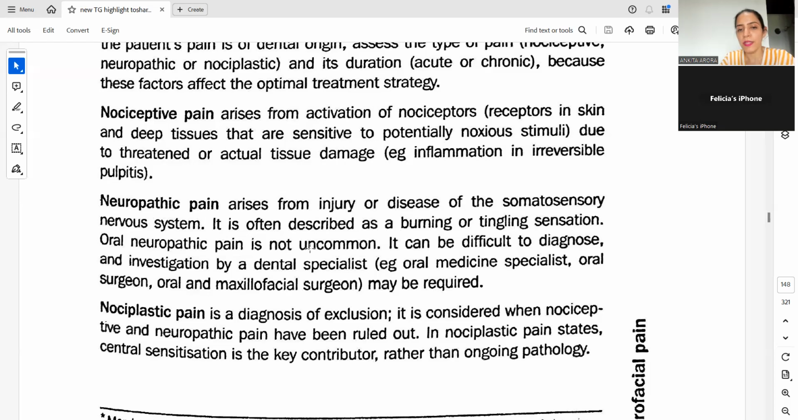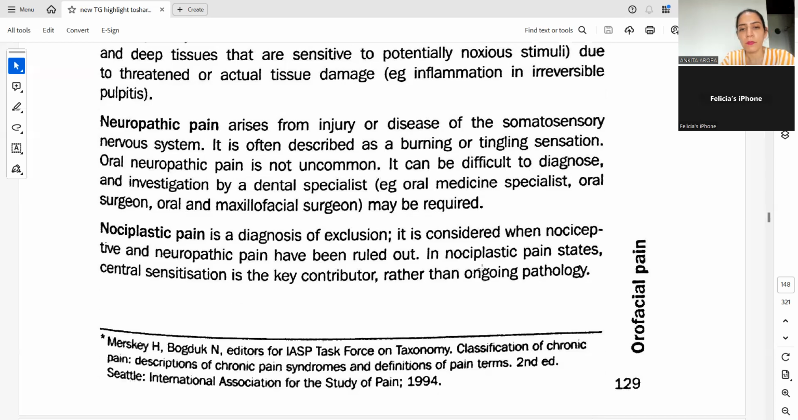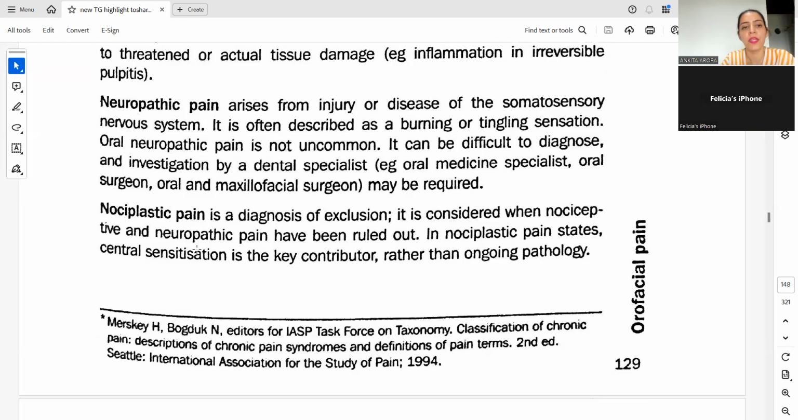Oral neuropathic pain is not uncommon. That means it is common. If you break this word down, not uncommon. It can be difficult to diagnose, and investigation by dental specialists will be needed. For example, an oral medicine specialist, oral surgeon, or oral and maxillofacial surgeon may be required. So deep tissues damaged, maybe something like salivary gland damage, or a deeper pain being carried by the maxillary nerve or a mandibular nerve.